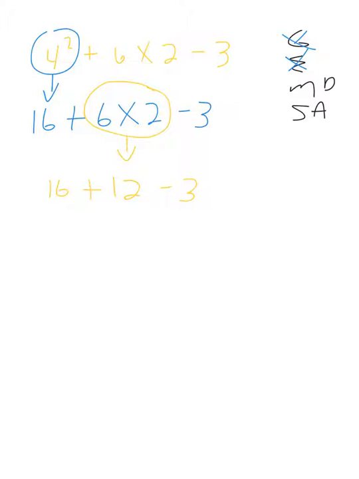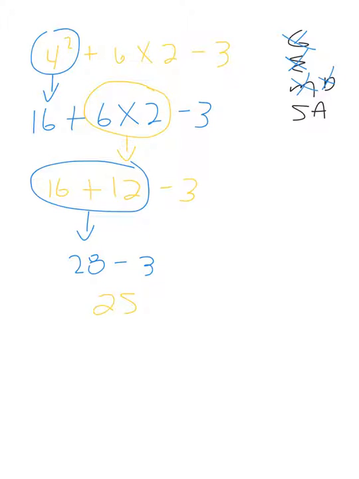So now we have multiplication, no, we have no division. Do we have any subtraction or addition in order from left to right? And we do. We have 16 plus 12, which is 28. And then 28 minus 3 gives you 25.